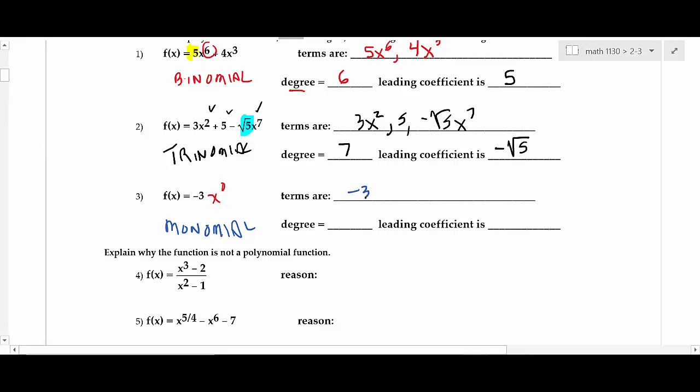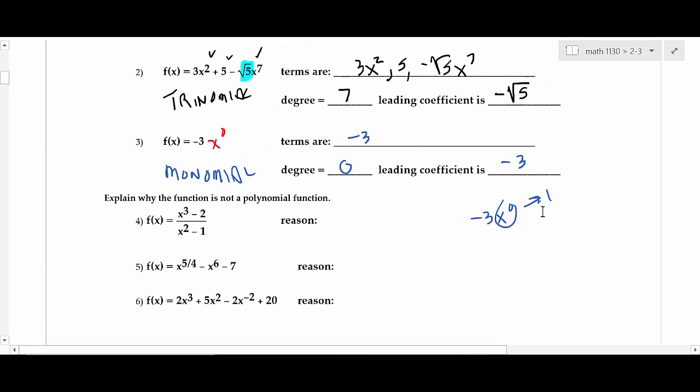So the only term there is negative 3. What do you think the degree is? 0. Good. And the leading coefficient is negative 3. Now, the x to the 0 is not there, and you want to recall that x to the 0 is equal to 1, right? Anything to the 0 is equal to 1. Okay, so that's the idea.